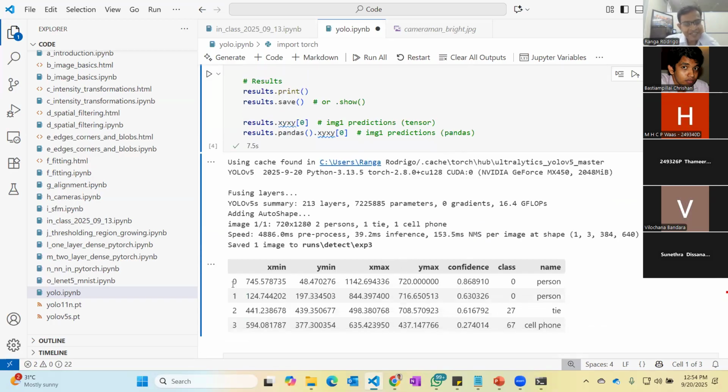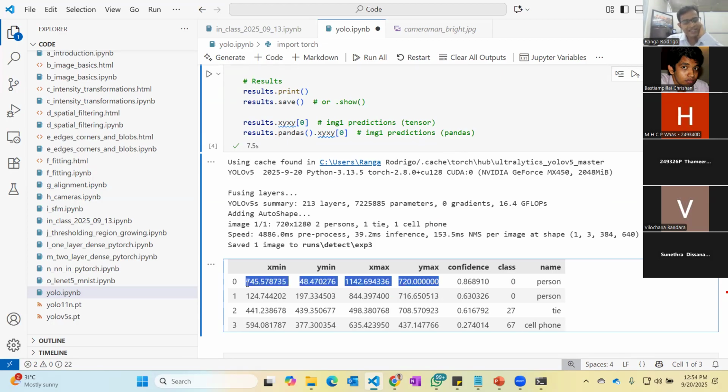You can see it has detected: X min, Y min, X max, Y max, and the confidence and the class. Class is person, right? So zero, one, two, three, four, showing the location. Of course, it does not show the center and the width and height, but it has computed the bounding box top left and bottom right corners. You can do that. And then one is also a person.